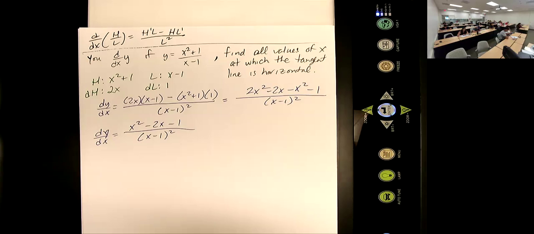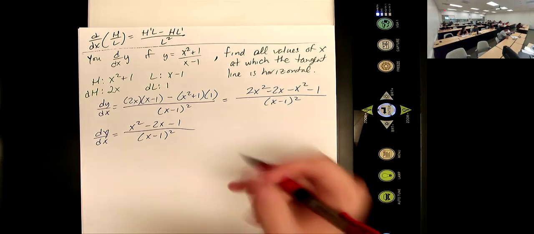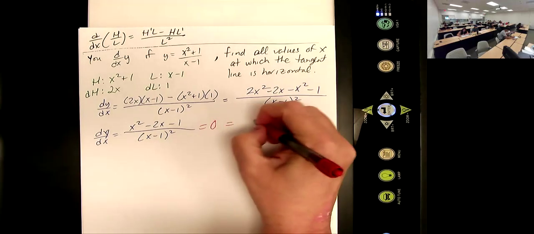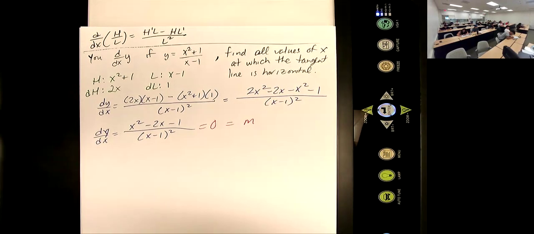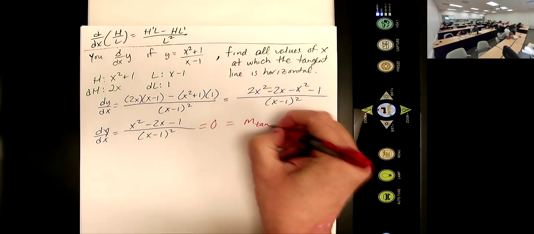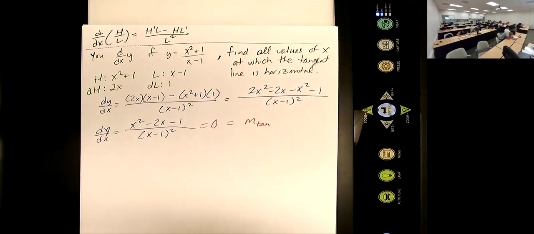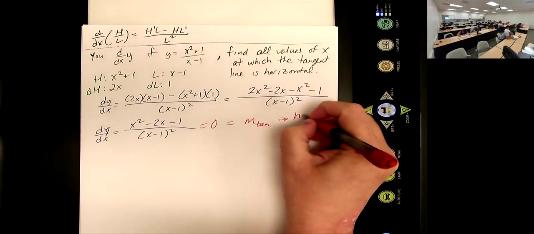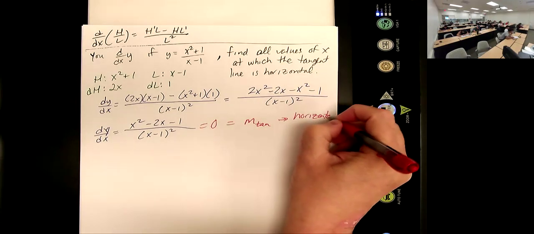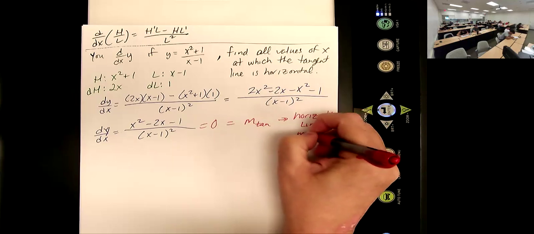So if I want to find all values of x which have a tangent line that's horizontal, how can I use this? Set it equal to 0, why? Because you're finding all the points where there's a slope of 0. Yes. So we want to set this equal to 0 because the derivative is the slope of the tangent line. Horizontal lines have a slope of 0. Excellent.